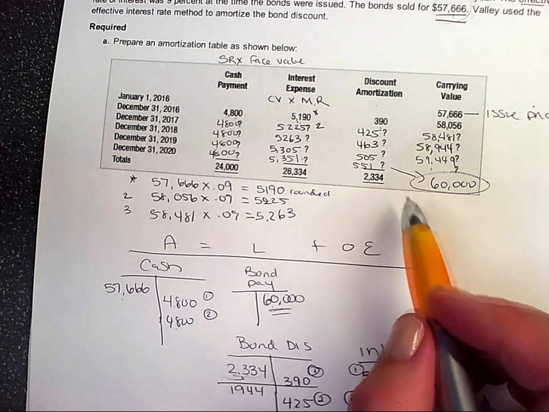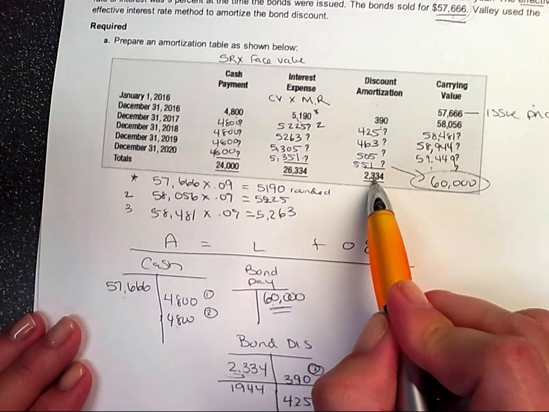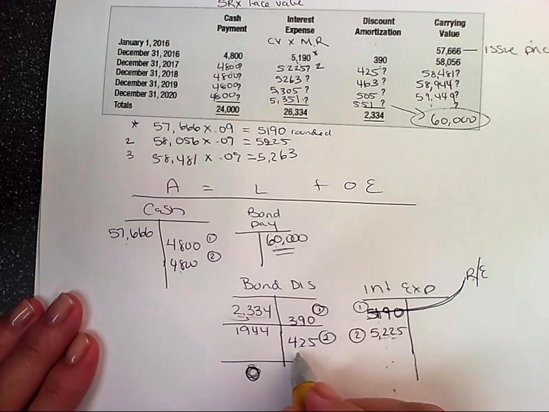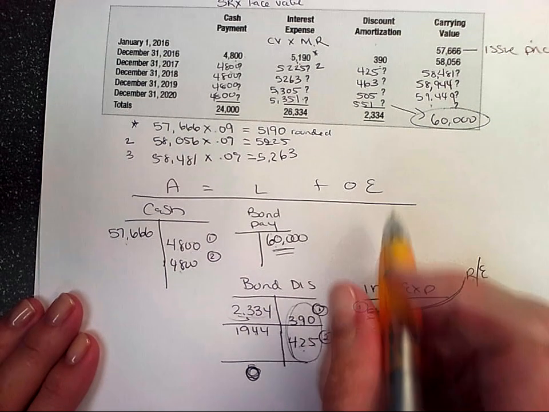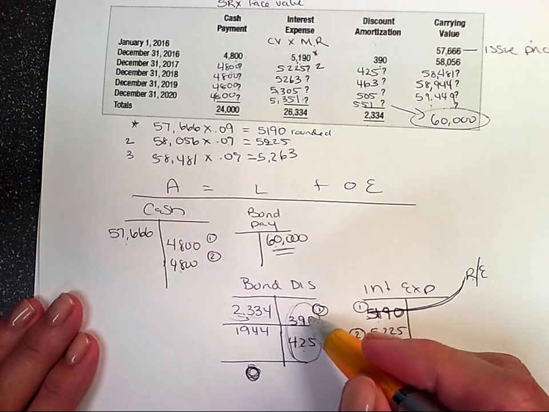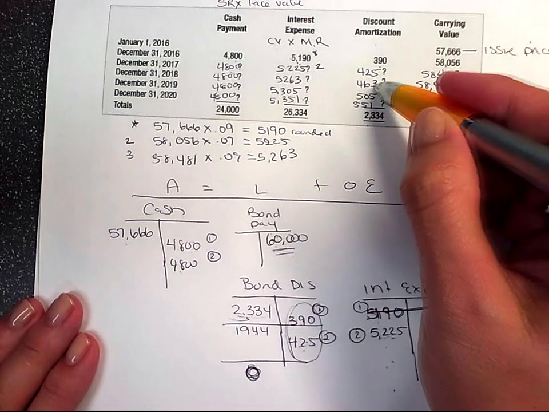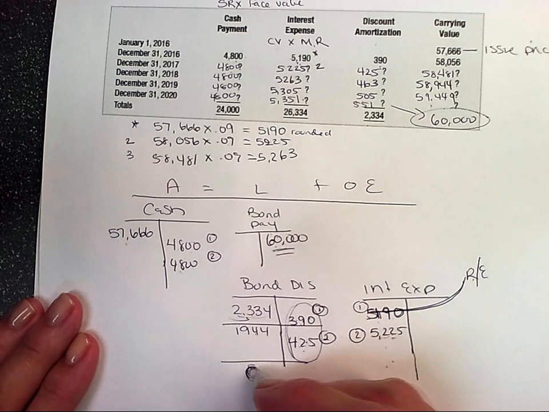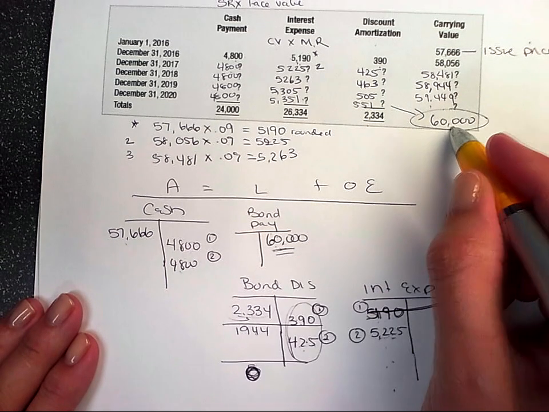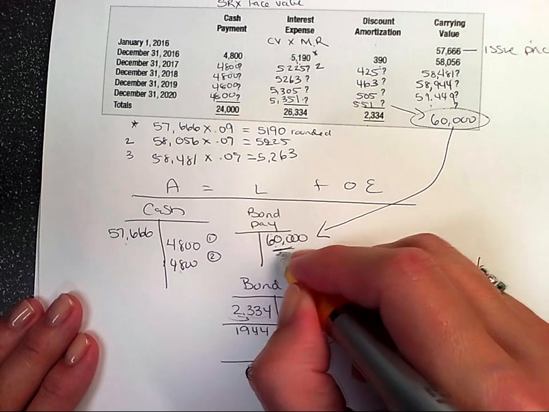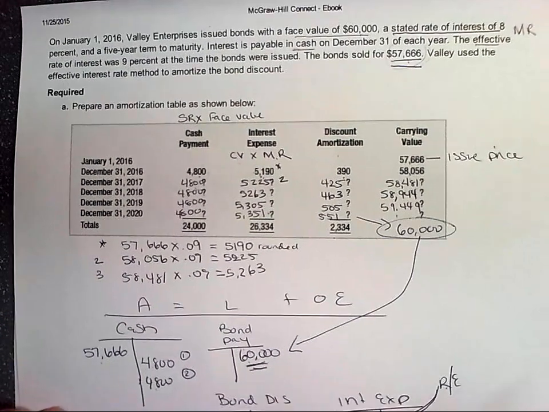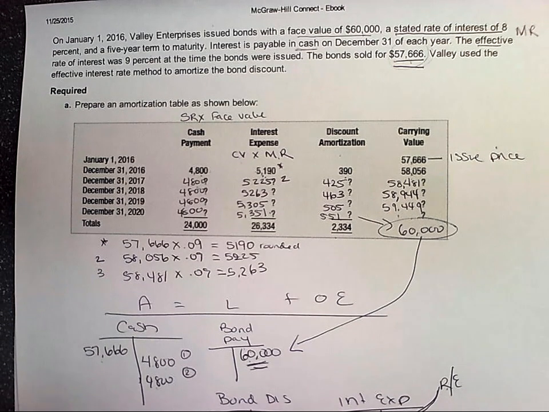At the end of the day, this bond discount should be $2,334, which means that this account will be zero. All of these credits will add up to $2,334. You add them up: 390, 425, 463, 505, 551. This account will be zero, so it does match to the $60,000 that is left to pay after all the interest is paid. So that is how you do the calculations. If you set it up this way and keep following this method, you can't really go wrong.